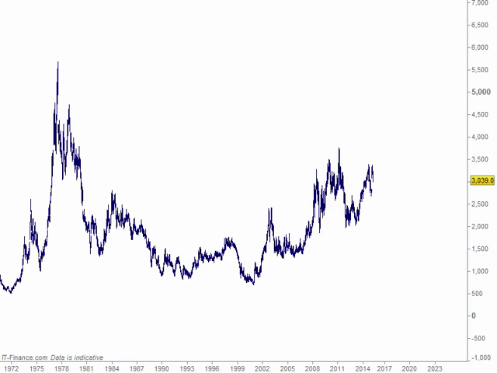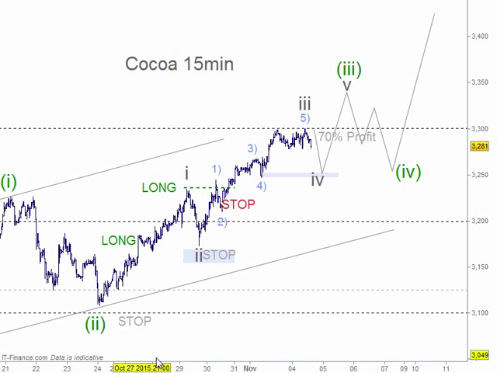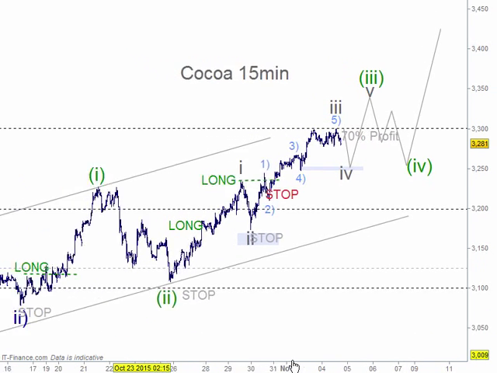The cocoa market is bullish, not that chart, beg your pardon. This one, sorry, that one's a finished contract. Right.